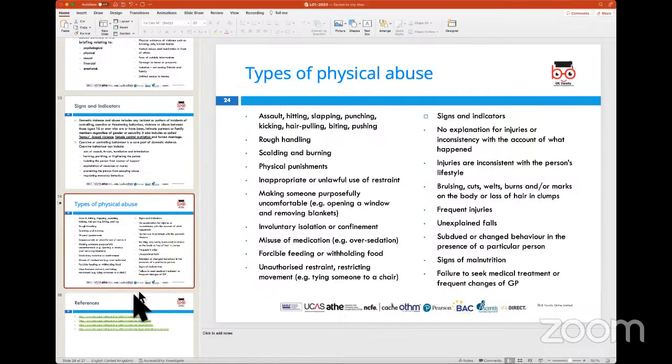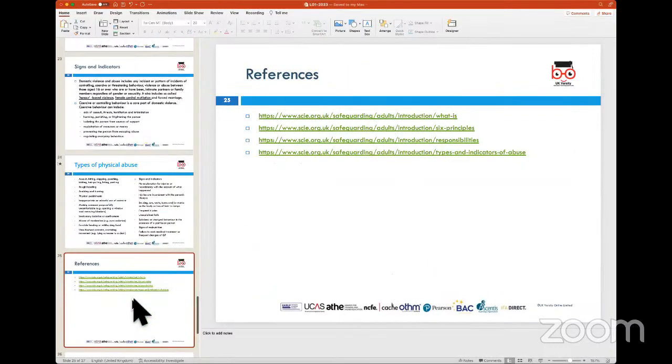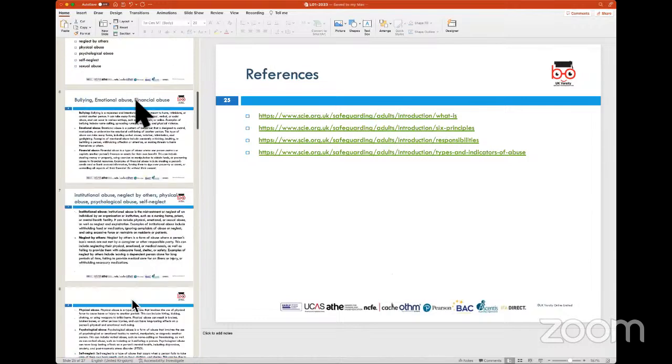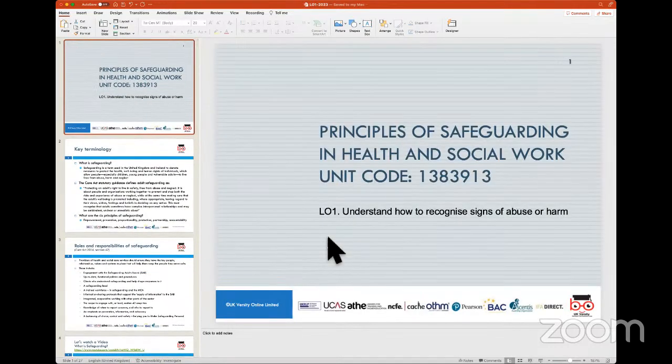So this brings us to the end of today's discussion on learning outcome 1, which is to understand safeguarding. And how do we recognize signs of abuse or harm, and put this in the context of safeguarding principles, ensuring that individuals are not put in harm's way by implementing the Safeguarding Act, which is a part of the Care Act of 2014. So that brings us to the end of today's session. Thank you so much for attending.